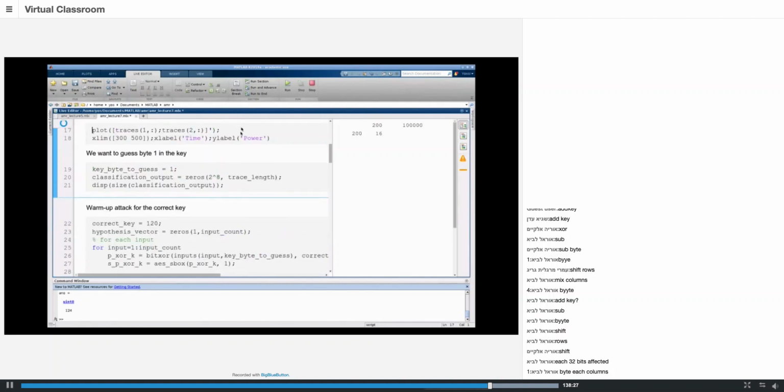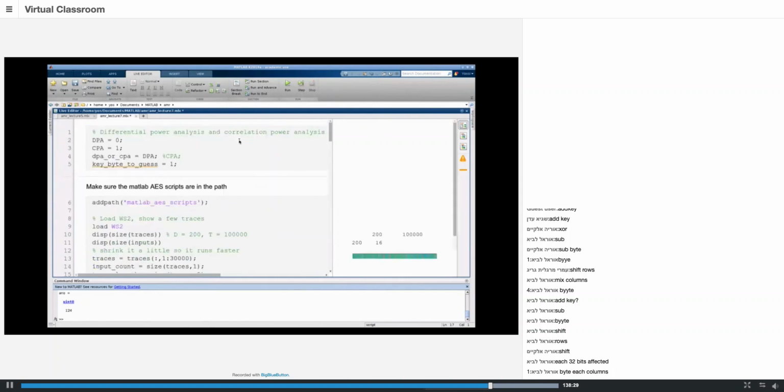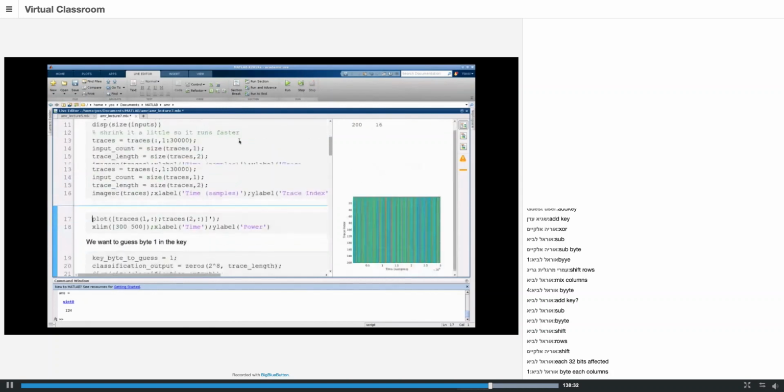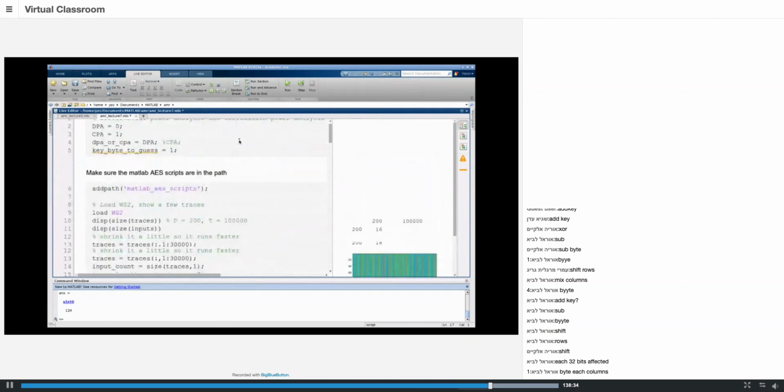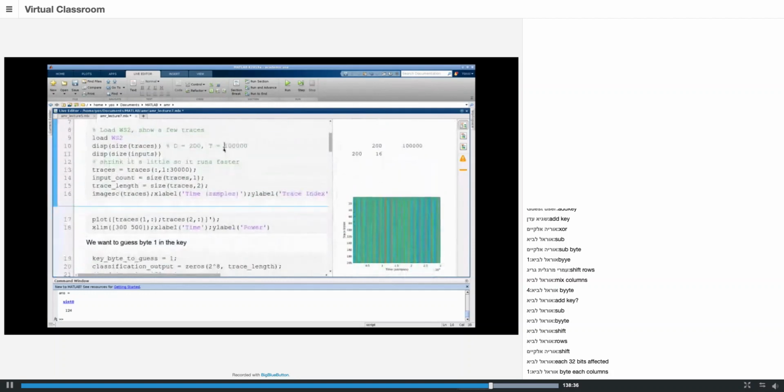WS2. It takes a little while, and yeah, too much running at the same time. So the first thing I want to show you is the workspace here.